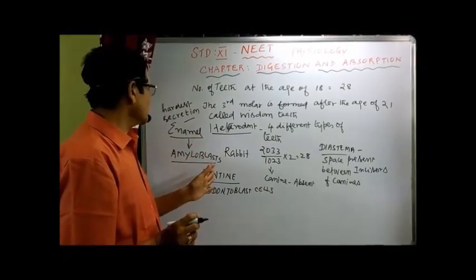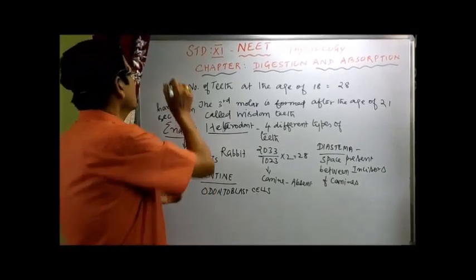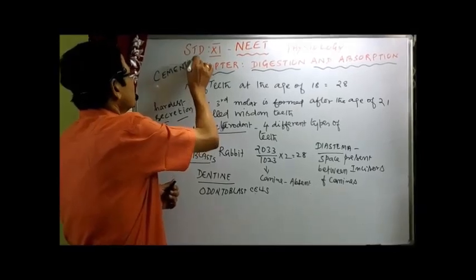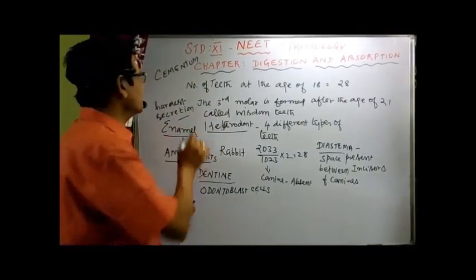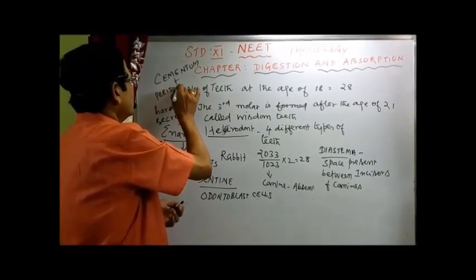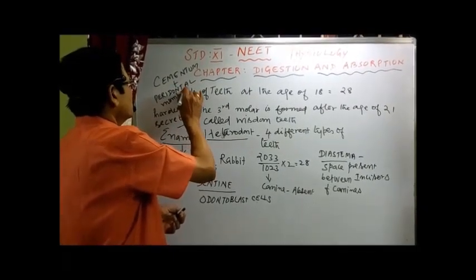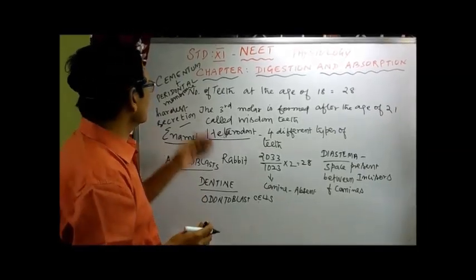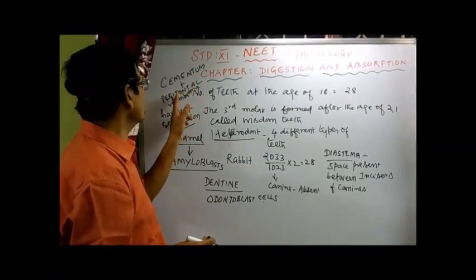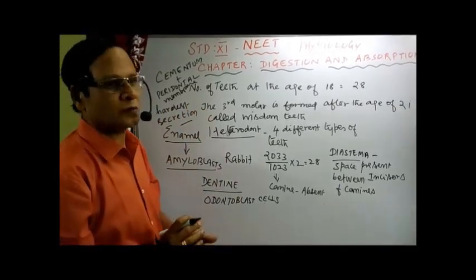Now that is about dentine and then enamel. Now the tooth is fixed in a bony cavity by cementum and also another membrane, the periodontal membrane. Because it is a thecodont tooth, the tooth is placed in a bony cavity, fixed by means of a bone-like cementum and also a membrane called the periodontal membrane. That's about what we have related to the tooth.